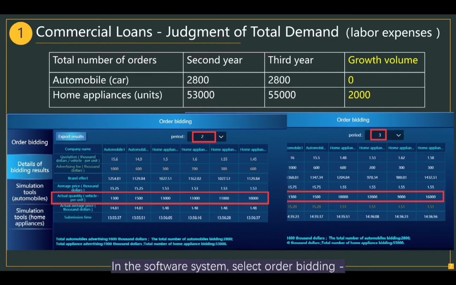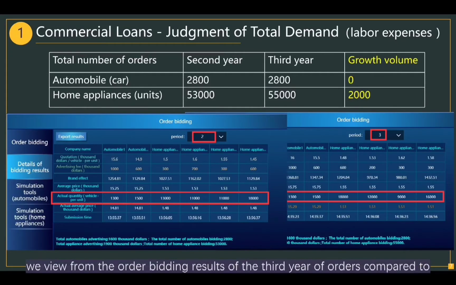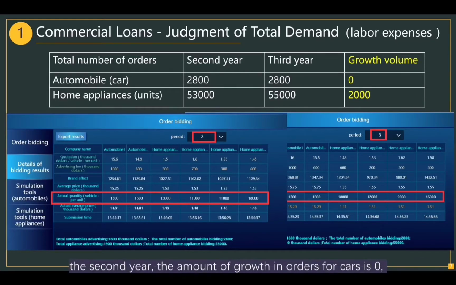In the software system, select Order Bidding, select Details of Bidding, Results, select the second and third year. We view from the order bidding results of the third year the orders compared to the second year. The amount of growth in orders for cars is 0. The amount of growth in orders for home appliances is 2,000 units.